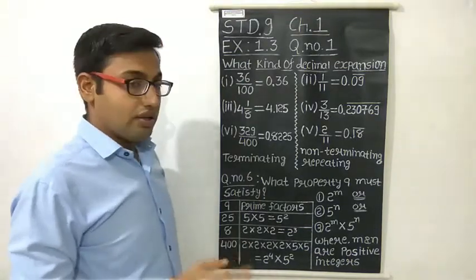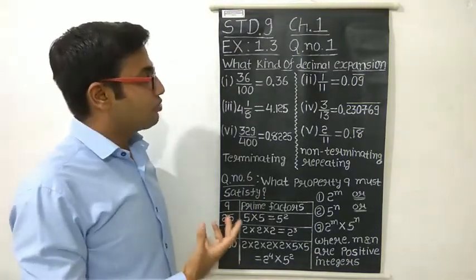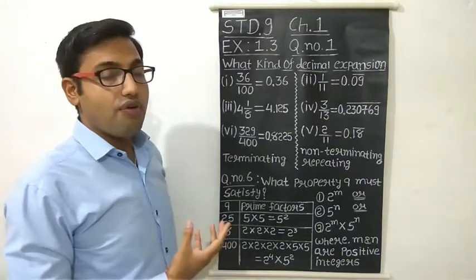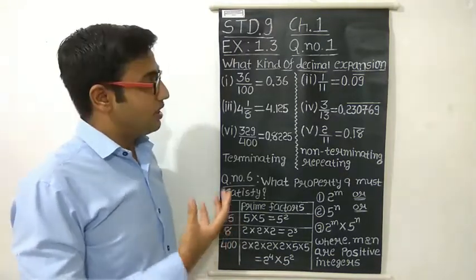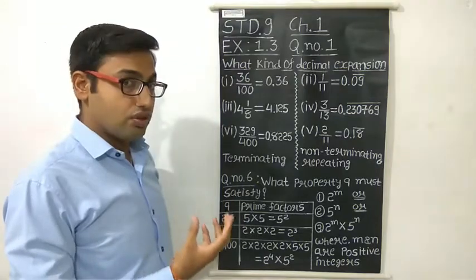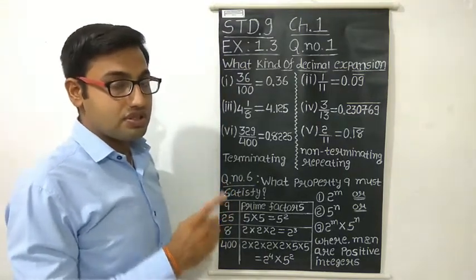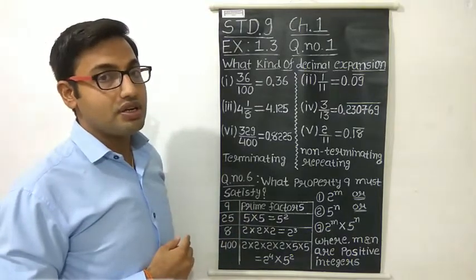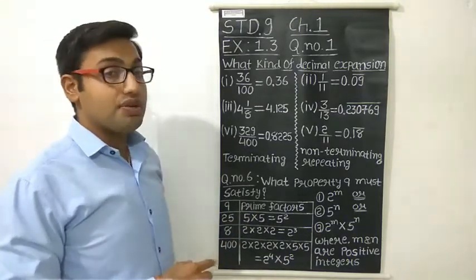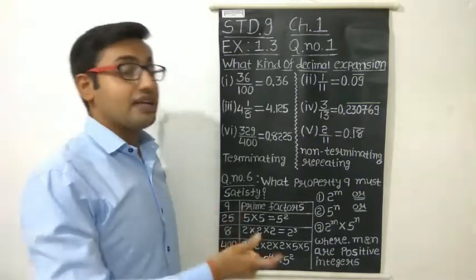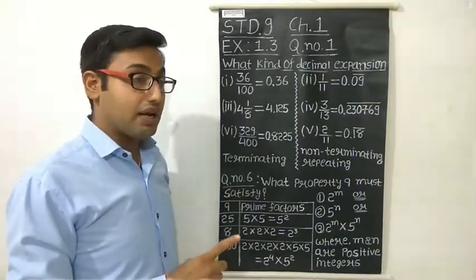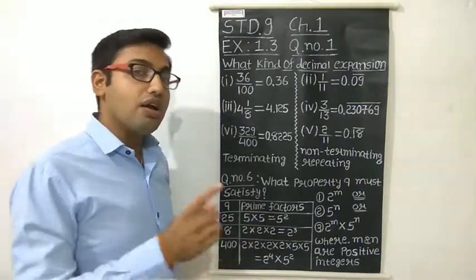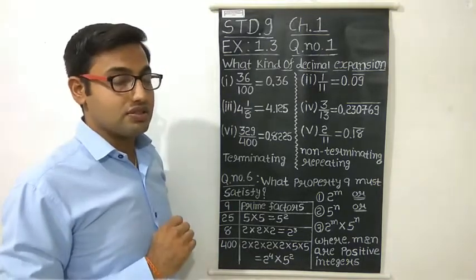So, in previous classes, we have studied what kind of decimal expansion the rational number has. There are two types of decimal expansions. One is terminating and the second one is non-terminating decimal expansions. And what kind of decimal expansions does the irrational number have? Irrational numbers have non-terminating, non-recurring decimal expansions.